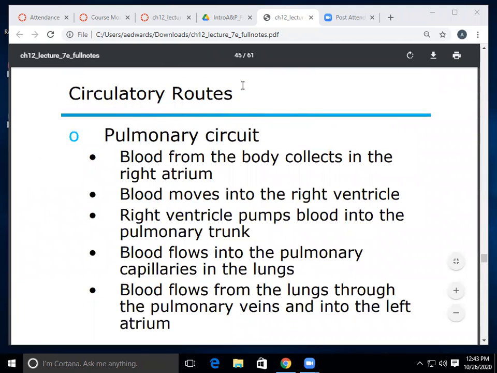Okay, let's talk about the route or routes that blood takes around your body. So we're going to talk about the pulmonary circuit.